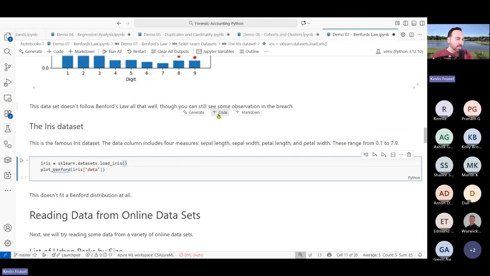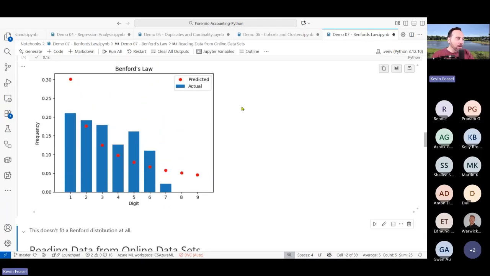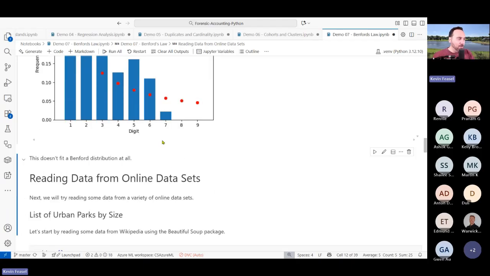The iris data set, most of these data points fit. They don't go above 2 digits. I think most of these are 1 digit. So we have not a great setup. This is not going to be good for Benford's law. We have 1 order of magnitude.